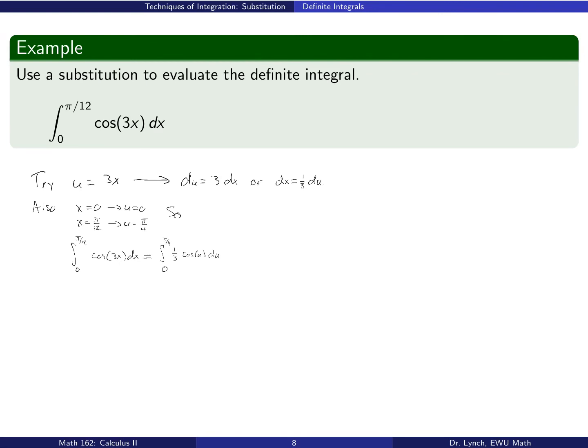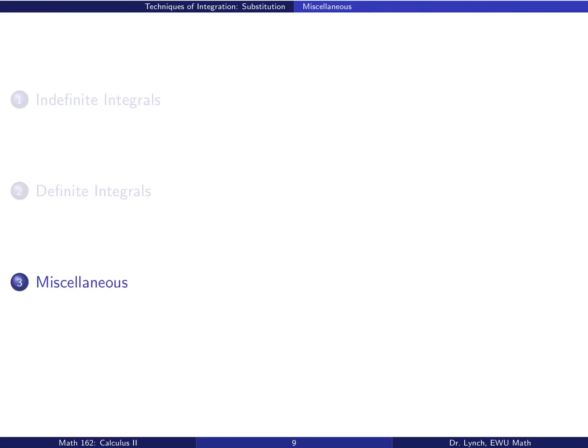This integral we can evaluate quickly using the fundamental theorem of calculus. So of course, an antiderivative of cosine of u is sine of u. We'll evaluate that between 0 and pi over 4. Sine of pi over 4 is 1 over root 2, and everyone knows that sine of 0 is 0, so we end up with the value 1 over 3 root 2 for the definite integral.